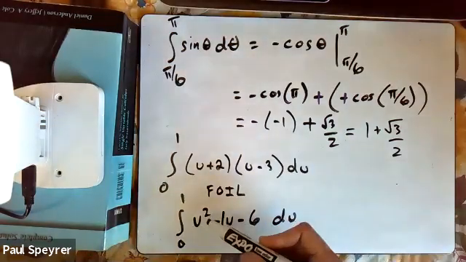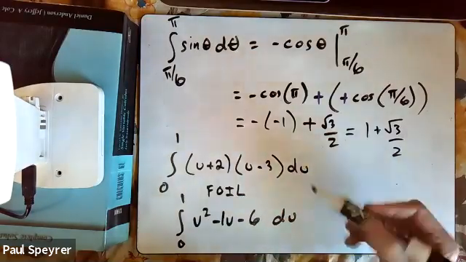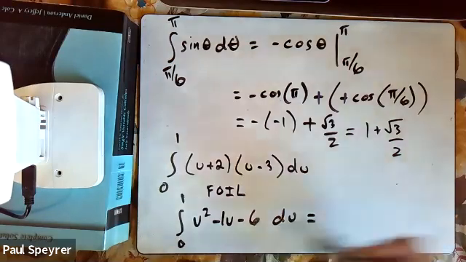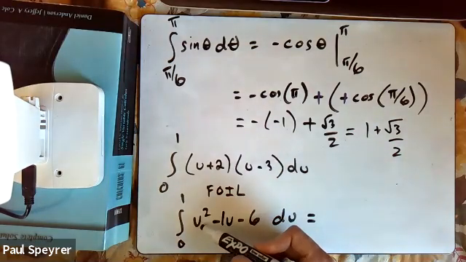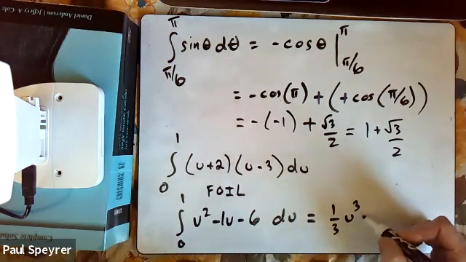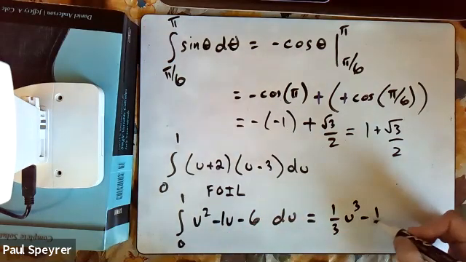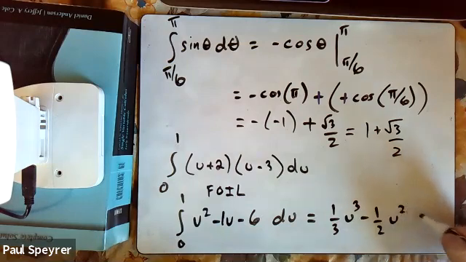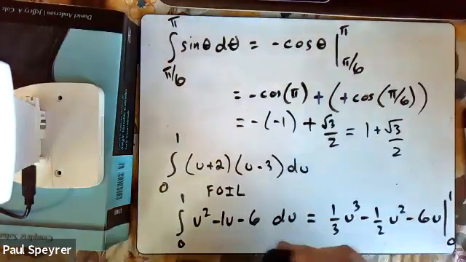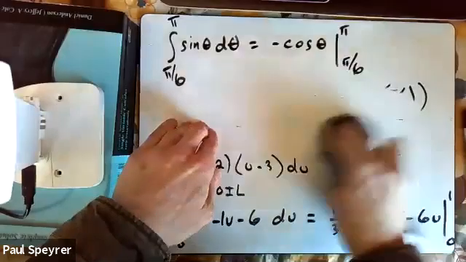So now everything's separated by addition and or subtraction, and we can go out there and integrate this straight across. Antiderivative of u squared is 1/3 u cubed minus 1/2 u squared minus 6u. And then we're evaluating this from 1 to 0. Remember, it's the upper limit minus the bottom limit.